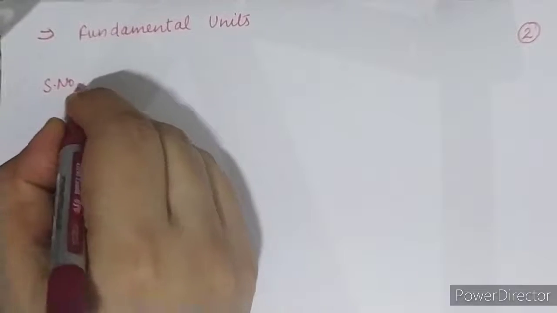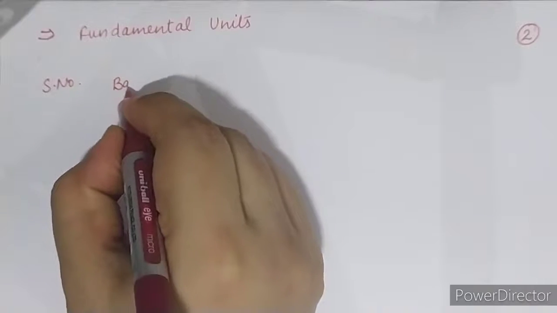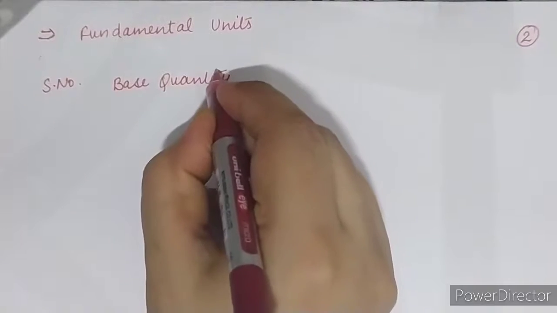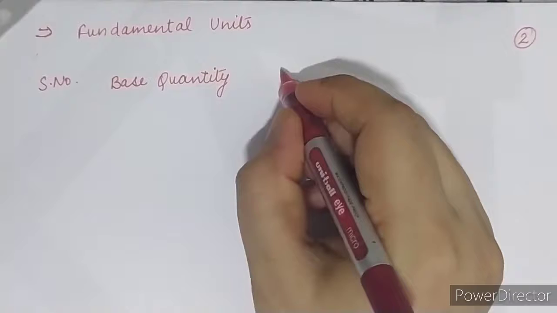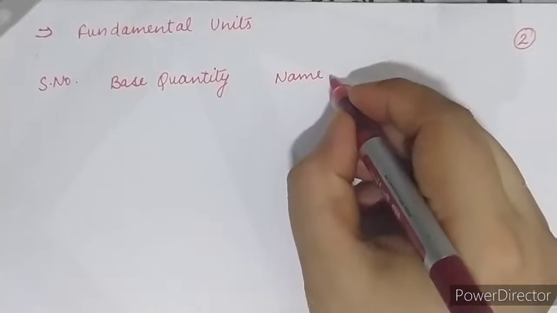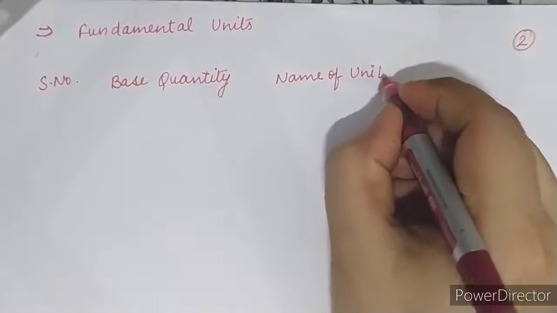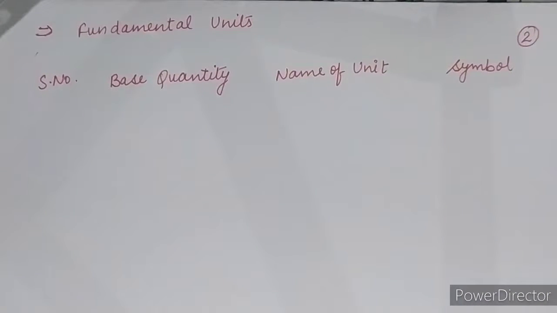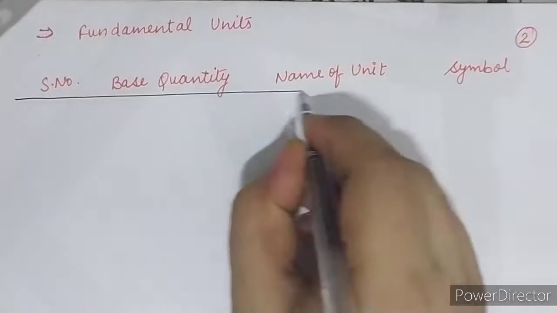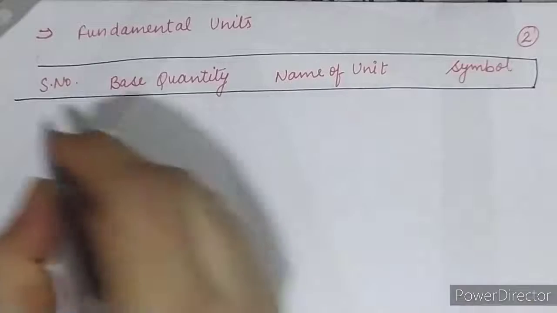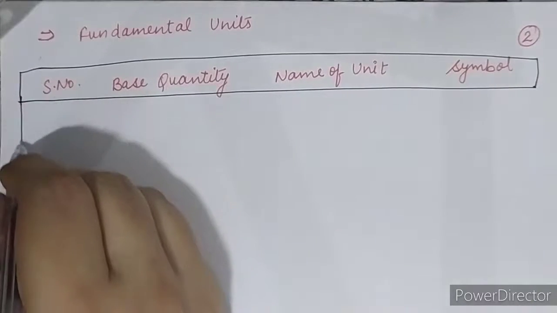Serial number, base quantity, and its unit, name of unit, and its symbol. So this is the heading for our table and we will draw this table. It is a simple one and you are well aware of this.